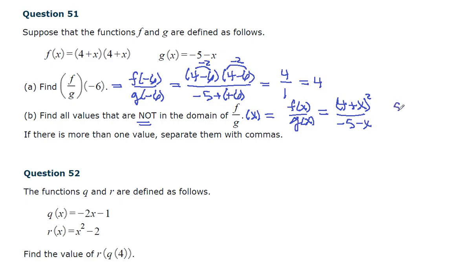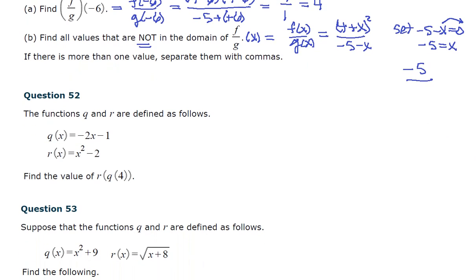So what you're going to do is take and set your negative 5 minus x equal to 0. Let's go ahead and bring that x over as a positive. So negative 5 equals x. So negative 5 is not in the domain. So it says, find the values, list them with commas. Well, there's only one. Negative 5. That's our final answer. So that's arithmetic operations. And then the last operation you can do with functions is composition.